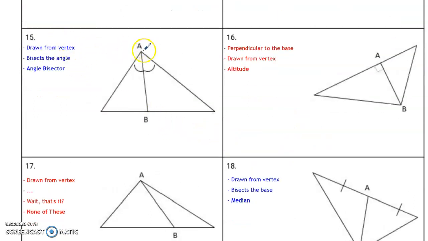For question 15, AB is drawn from the vertex, and it also bisects the angle. You can see these two arcs right here. If it bisects the angle, it must be an angle bisector.